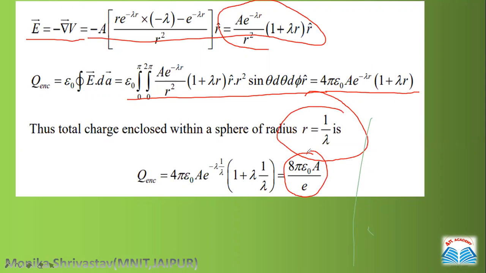Now if you know the charge enclosed, then you can also calculate the charge density, which is rho. What is rho? Rho is charge per unit volume. So this charge, you know, the value of volume you can calculate, so you can also calculate the charge density.